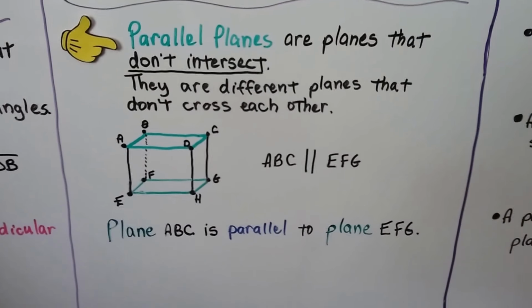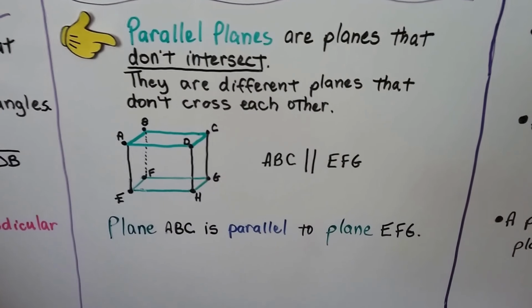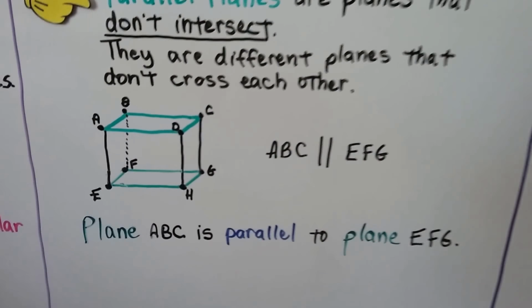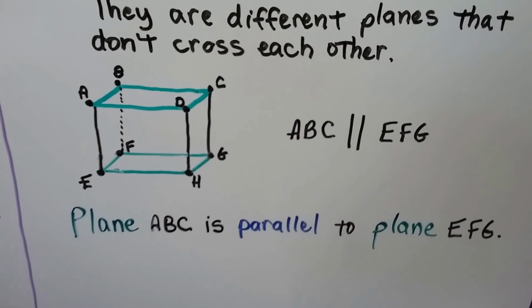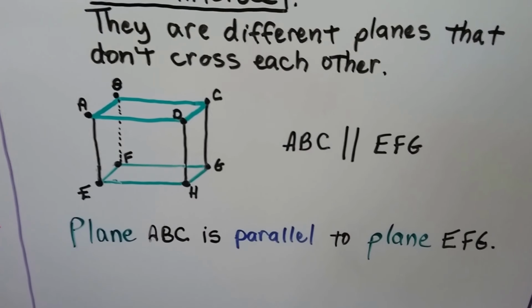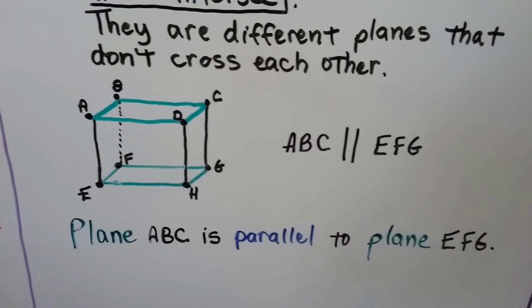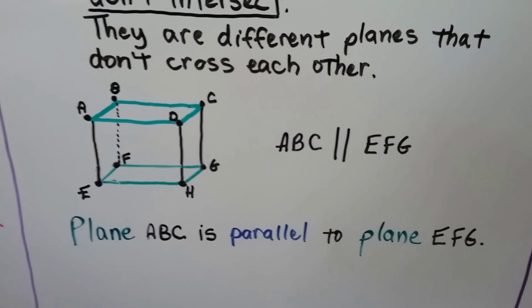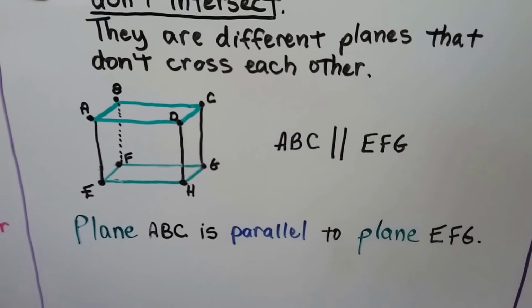Parallel planes are planes that don't intersect. They're on different planes that don't cross each other. So the top of the box and the bottom of the box are parallel planes. Plane ABC is parallel to plane EFG. And you notice I didn't use all 4 points? We can use just 3. That's acceptable. Okay?